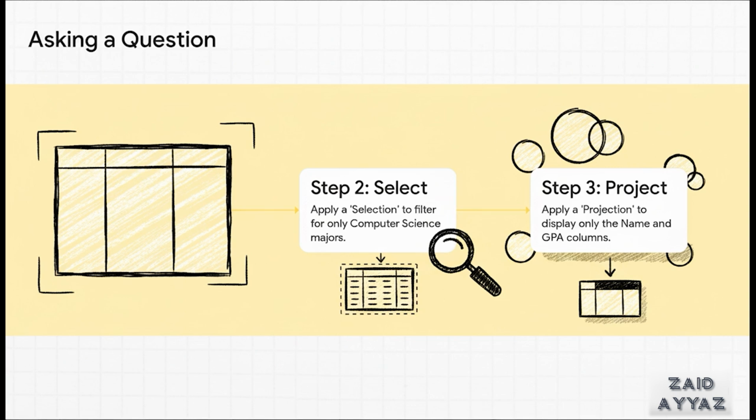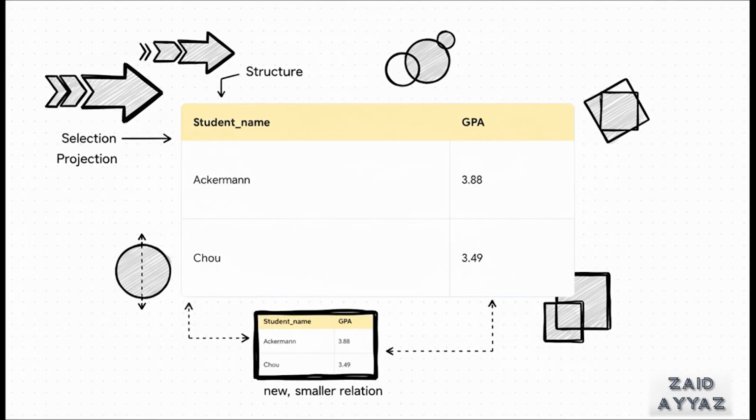Then, from that smaller group, we apply a projection. This is like creating a shadow of the data. It's the select part of a query, showing only the columns we actually care about, in this case, just the student name and GPA. And there you have it. That's our result. By applying these two mathematically defined operations, we have a brand new, smaller relation that perfectly answers our question. This is the power of that hidden structure.